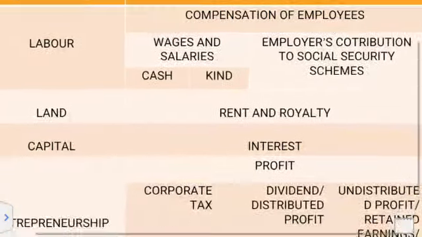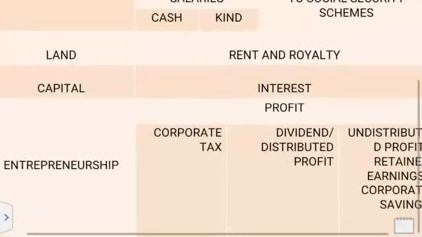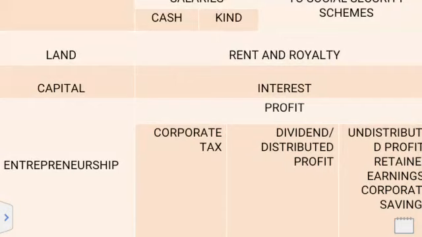Now for land, rent and royalty are usually directly given. For capital, the factor income interest is also usually directly given. And for entrepreneurship, profit: if profit is directly given, you simply add it.